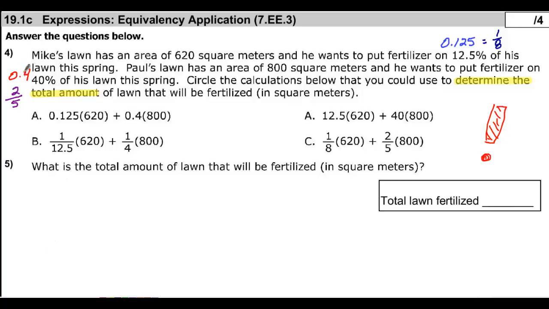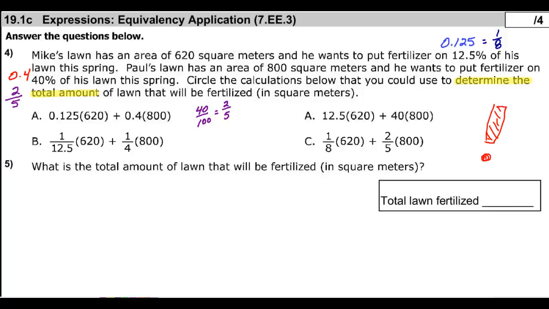Now, if you need some reminder on how you change those, remember, let's take the 40%. 40% is 40 over 100. And we simplify that down. 20 is the biggest thing that can go into both. It goes in 2 times. It goes in 5 times.